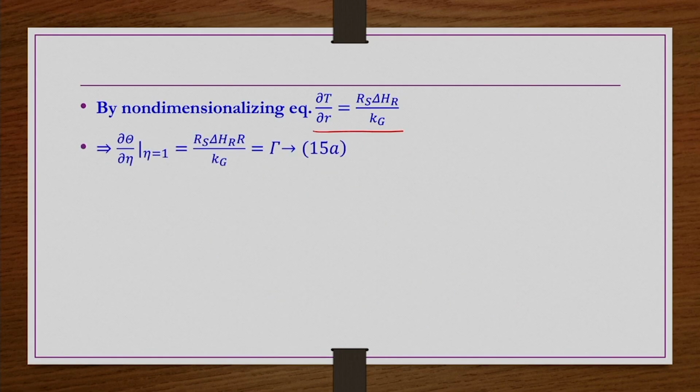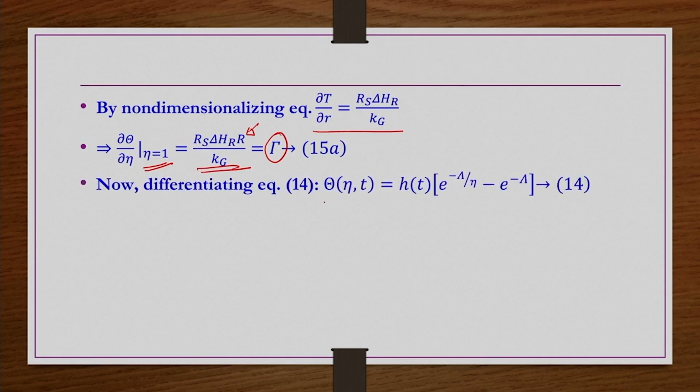This equation we non-dimensionalize. So, this equation is the same, written here. If you non-dimensionalize, then we have dou theta by capital R dou eta is equal to rs delta h r by kg. That capital R of the left hand side we bring to the right hand side, and then substitute eta is equal to 1, because we are doing at r is equal to capital R. So, at r is equal to capital R, eta is equal to 1. So, that is a constant actually. So, that we are calling capital gamma, right.